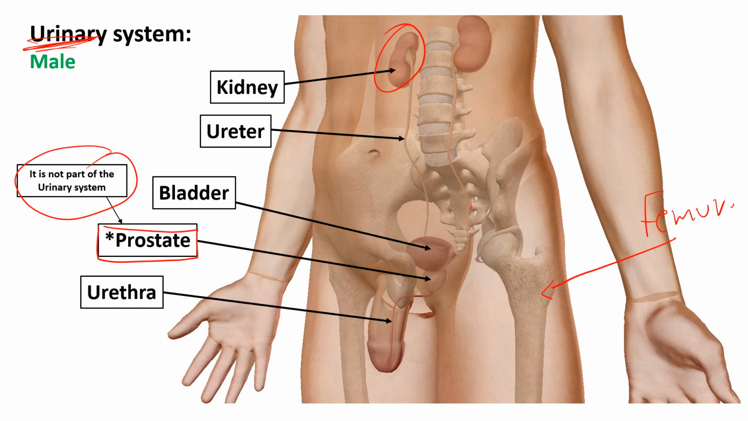Now in this you can see the urethra, all right? The urethra is a tube that goes from the bladder, penetrates the prostate, and goes all the way through the penis to the outside, right? That is the urethra.